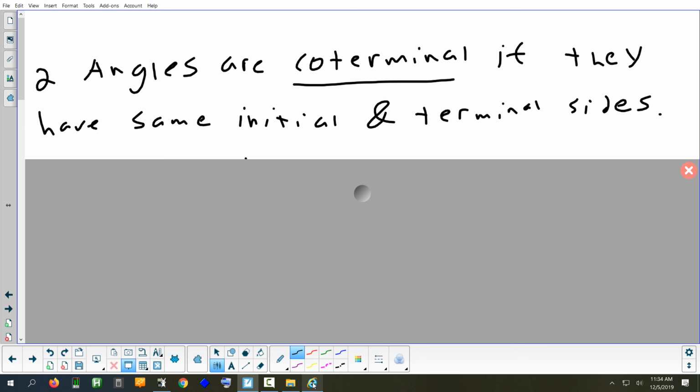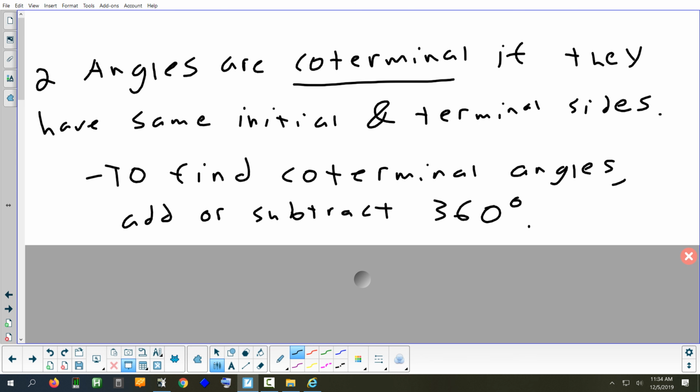So I want you to think about how you could convert 450 to 90 without actually using a diagram. You can do arithmetic involving adding or subtracting something. Yeah, subtracting 360. To find angles that are coterminal with each other, all you have to do is add or subtract 360.